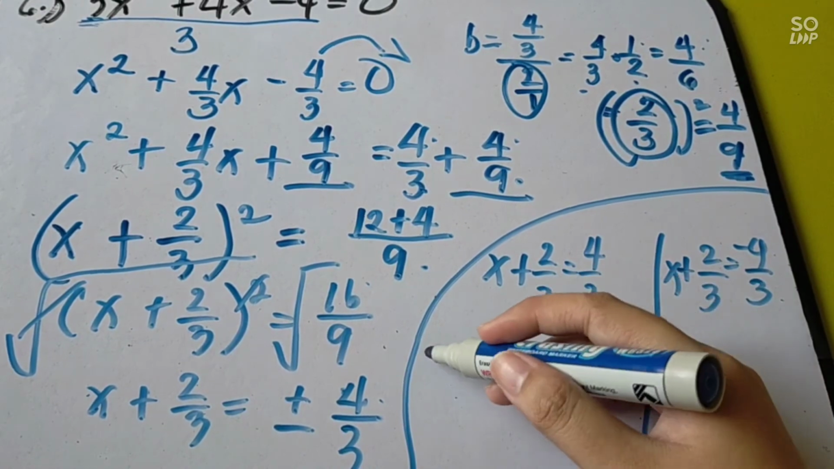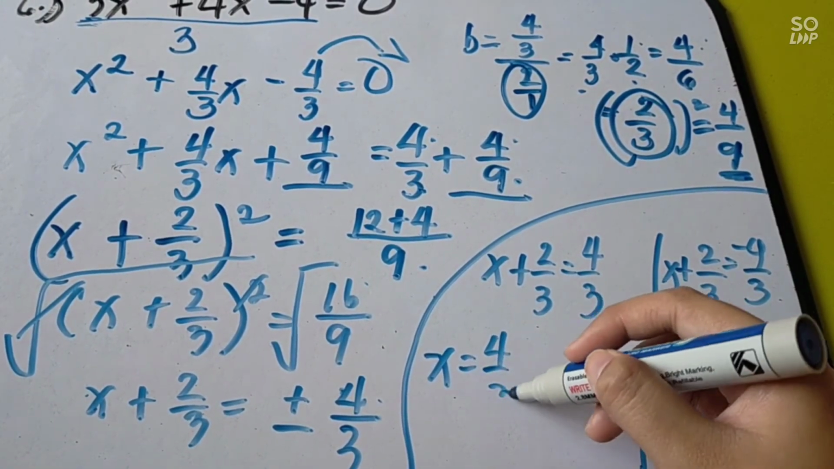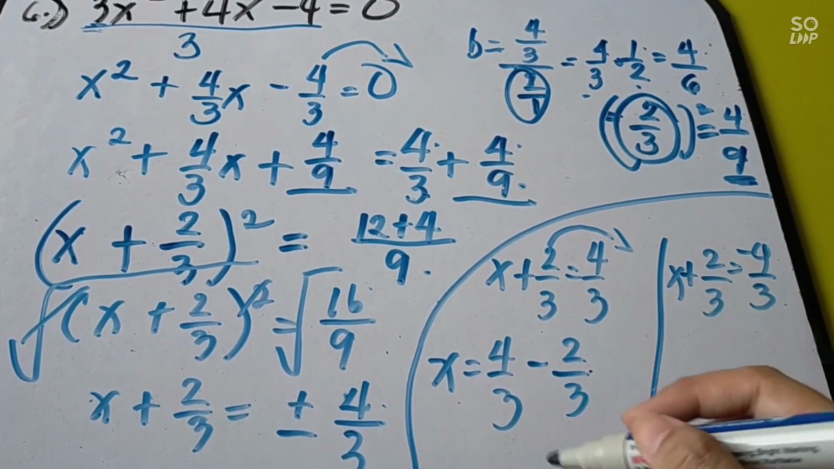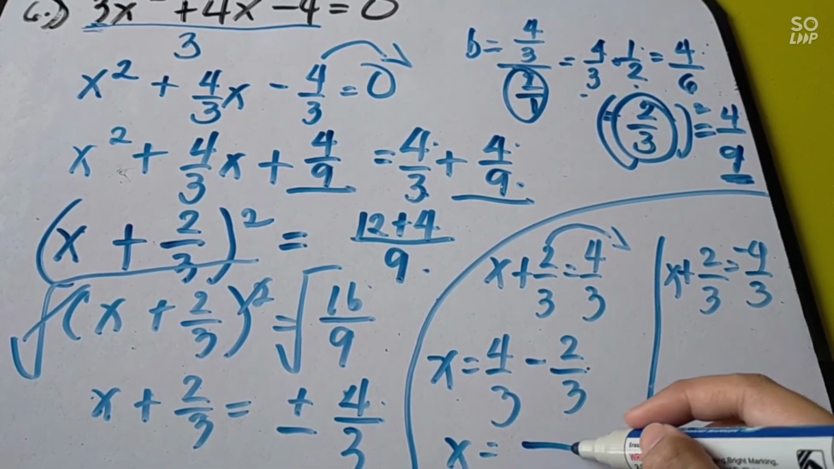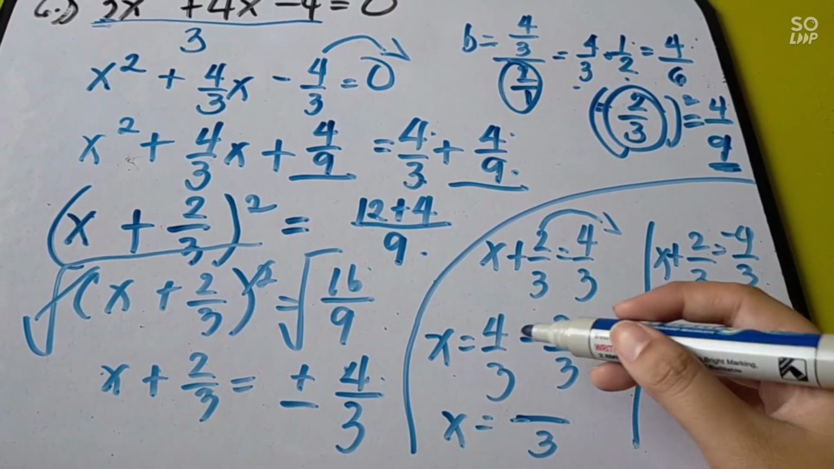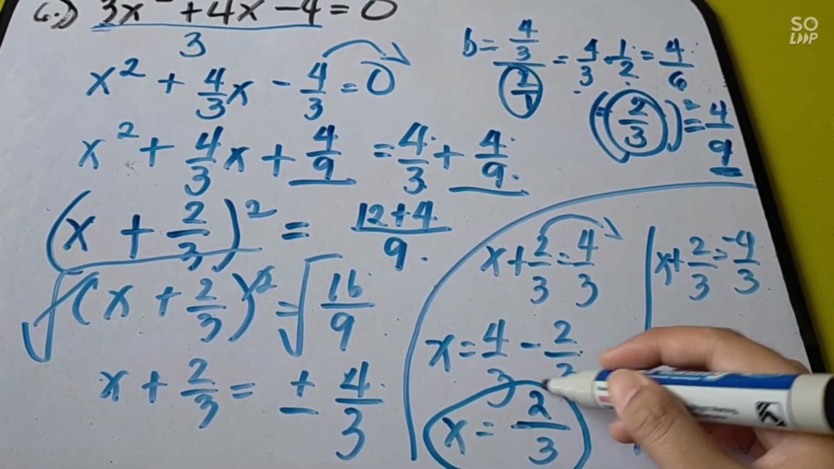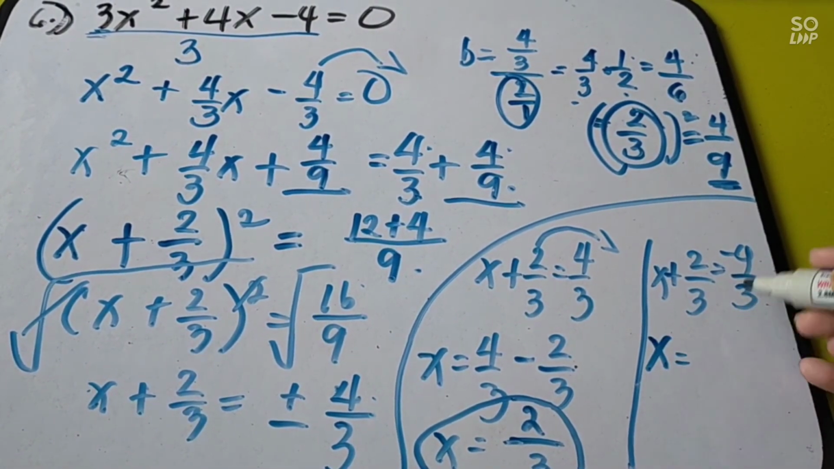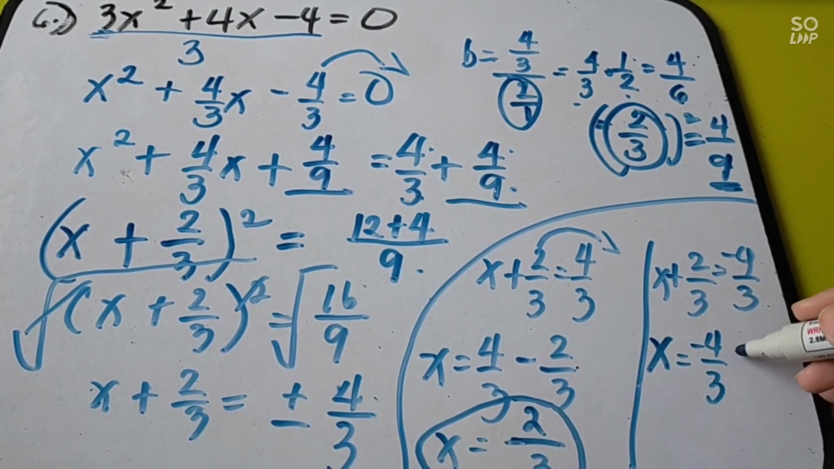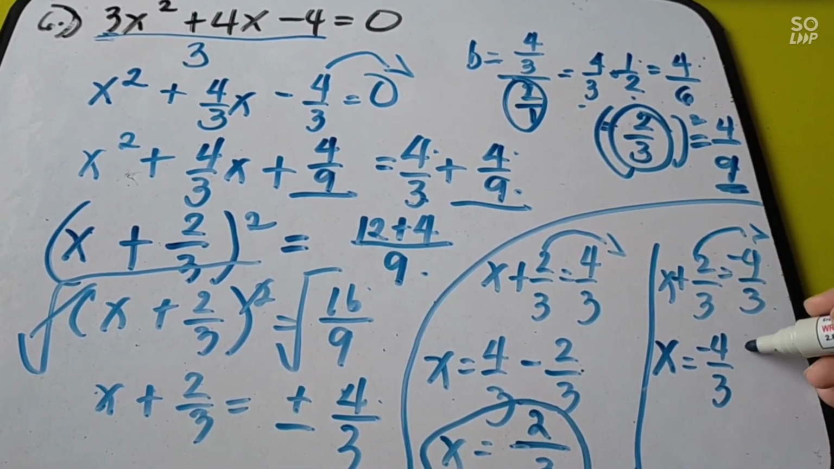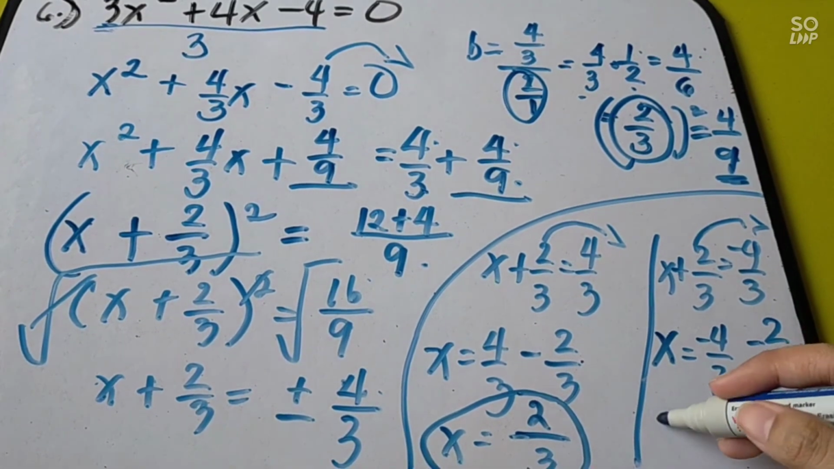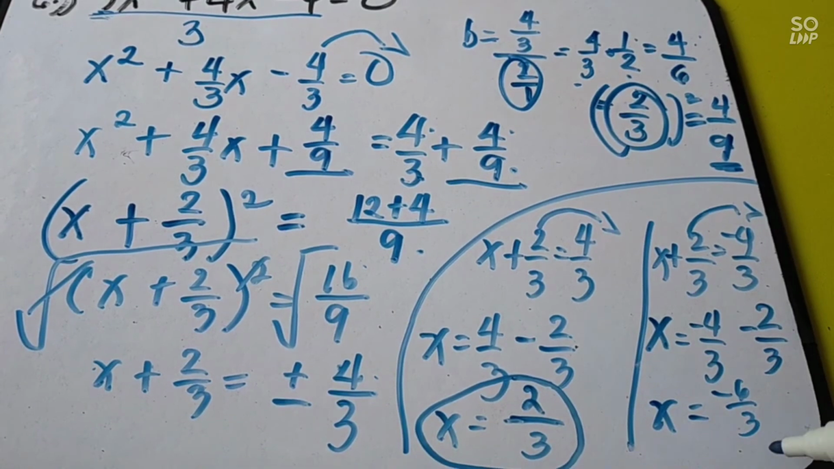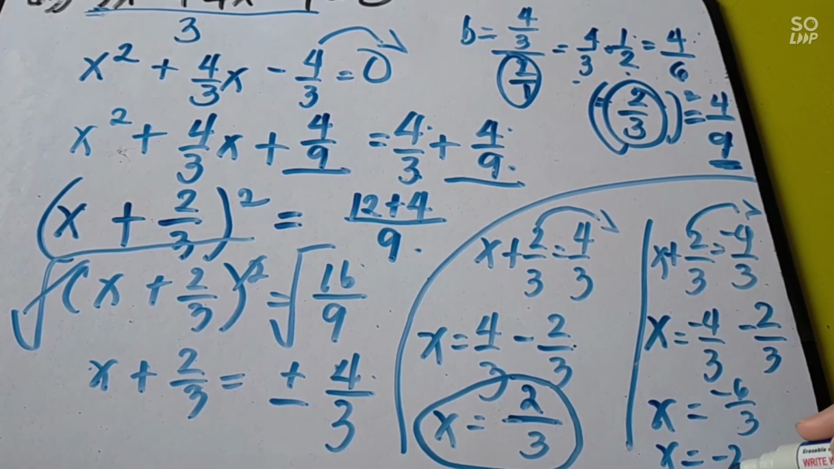Then, solve. x is equal to 4 over 3. Just transpose this one to the other side. Minus 2/3. Since similar fraction siya, just copy the denominator. We have here 3. Then, 4 minus 2, we have 2. That is your x, 2/3. Next one. x is equal to negative 4 over 3. Just transpose this one to the other side. Minus 2/3. So, x is equal to negative 6 over 3. 6 divided by 3. x is equal to negative 2.